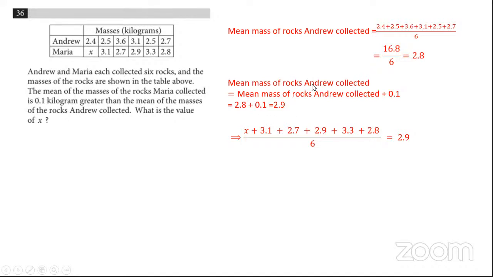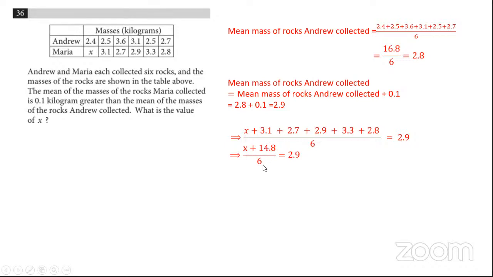Now, what would be the mean mass? That would be x, the sum of all observations, that is x plus 3.1 up to 2.8, divided by 6, and this equals 2.9. The sum of these numbers, 3.1 up to 2.8, equals 14.8. So it's x plus 14.8 divided by 6.